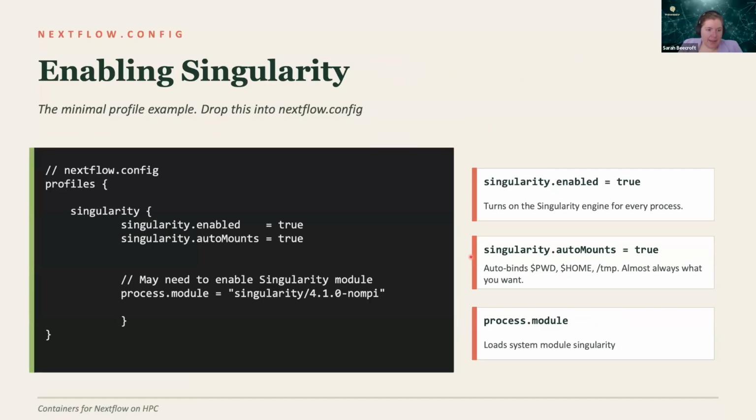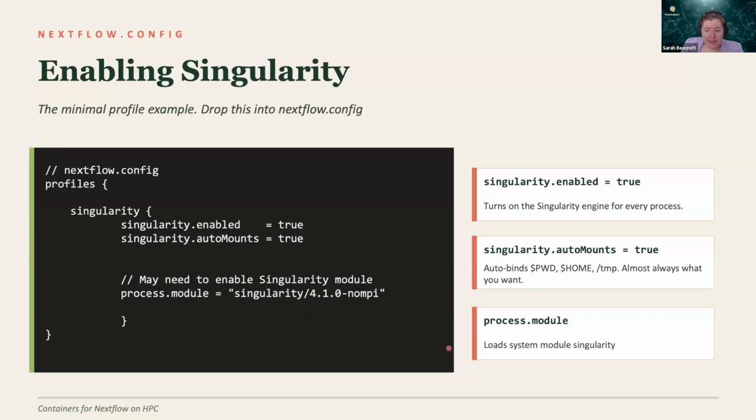And so this is a sort of bare minimum profile for enabling Singularity. With this, it's saying, hey, Singularity is enabled. I want you to do these auto mounts so that it auto mounts PWD, home, temp, scratch, these types of things, which is typically what you do want.